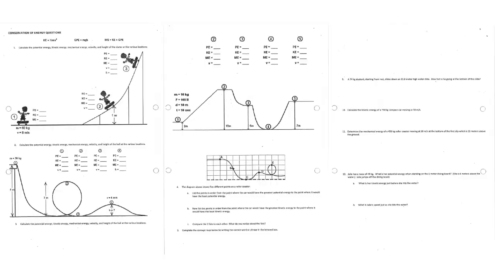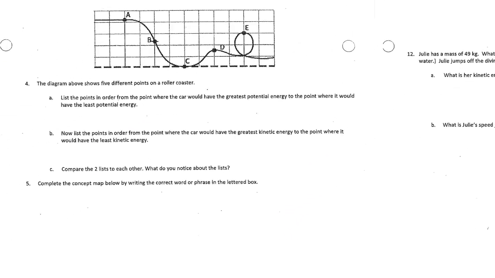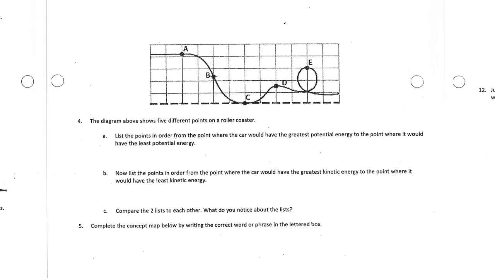So let's have a look at some questions here. We might just go through some of these more wordy ones. The diagram shows 5 points on a roller coaster. List the points in order from the point where the car would have the greatest potential energy, so the highest potential energy, to where it would have the lowest potential energy. Okay, so the highest potential energy is the point where he is highest.